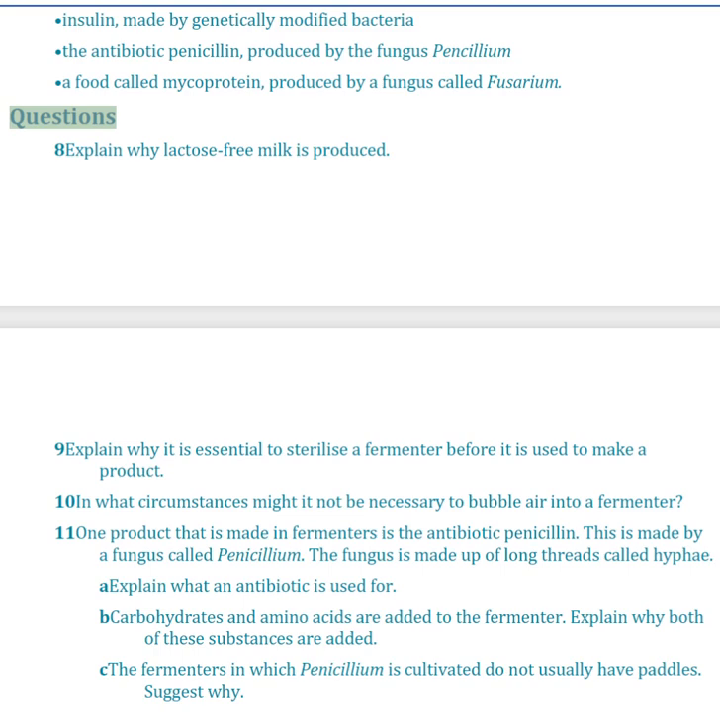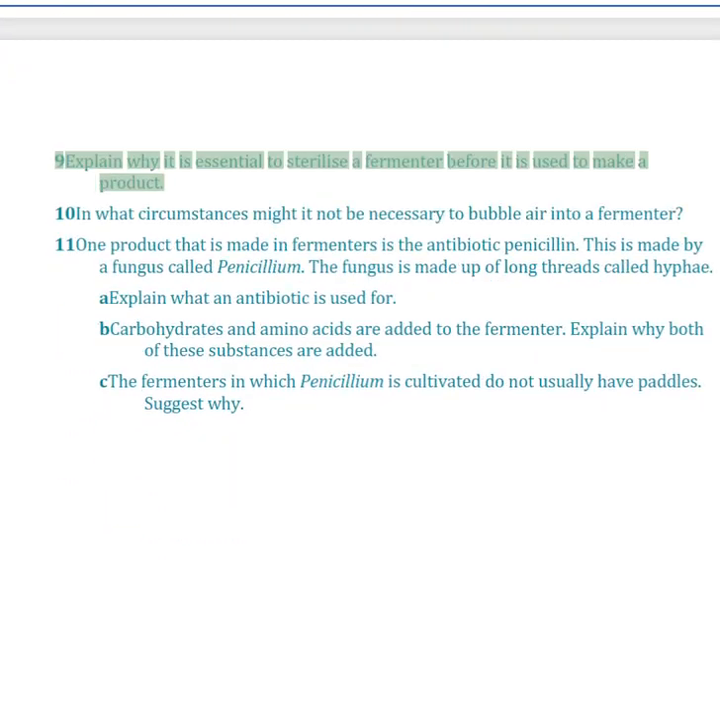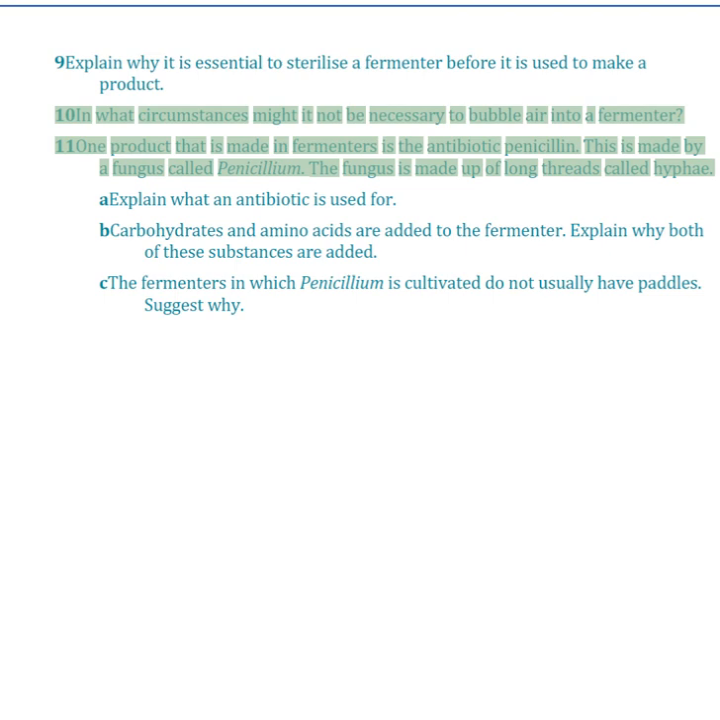Questions. 8. Explain why lactose-free milk is produced. 9. Explain why it is essential to sterilize a fermenter before it is used to make a product. 10. What circumstances might it not be necessary to bubble air into a fermenter?